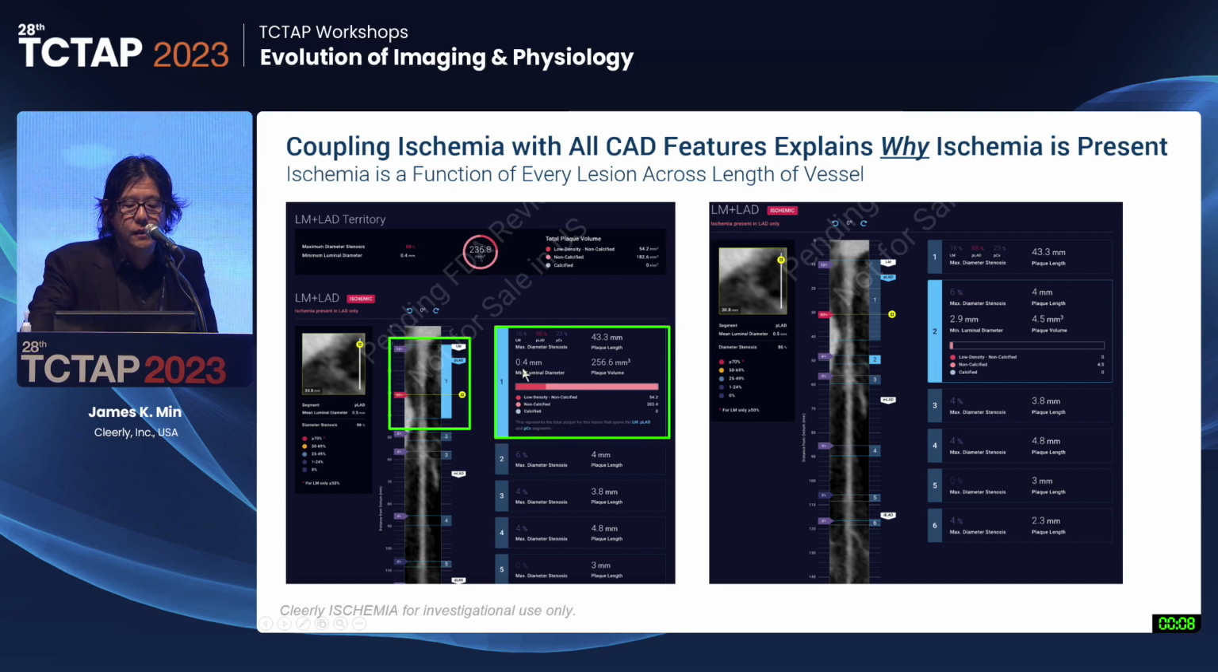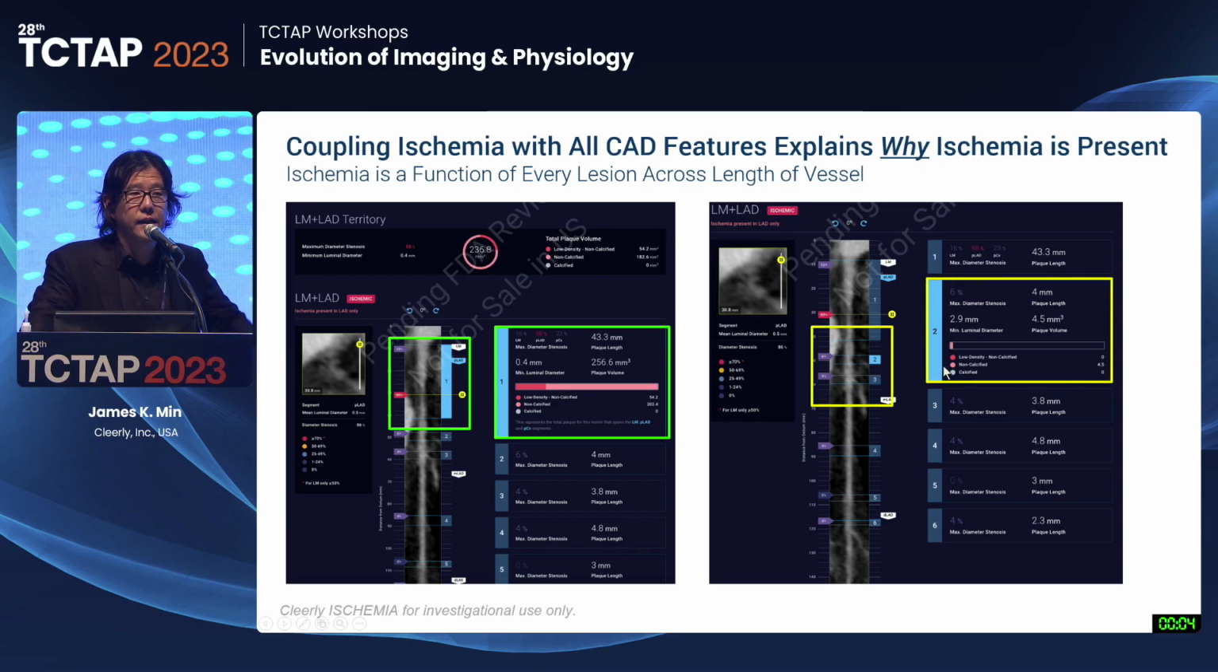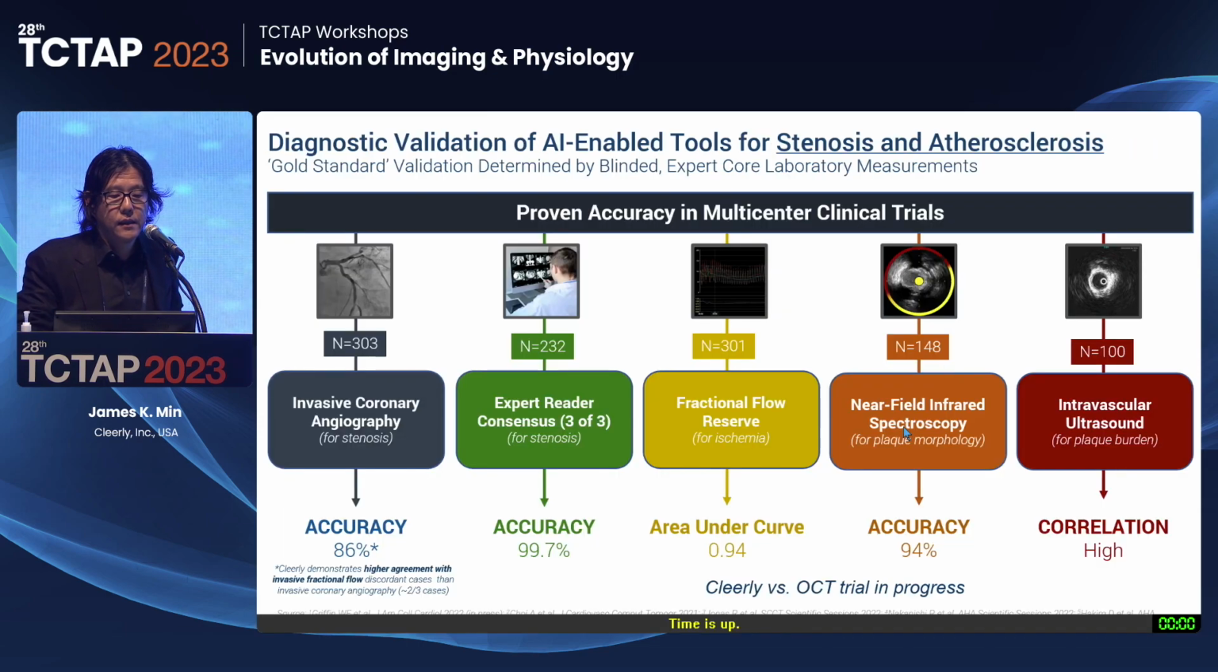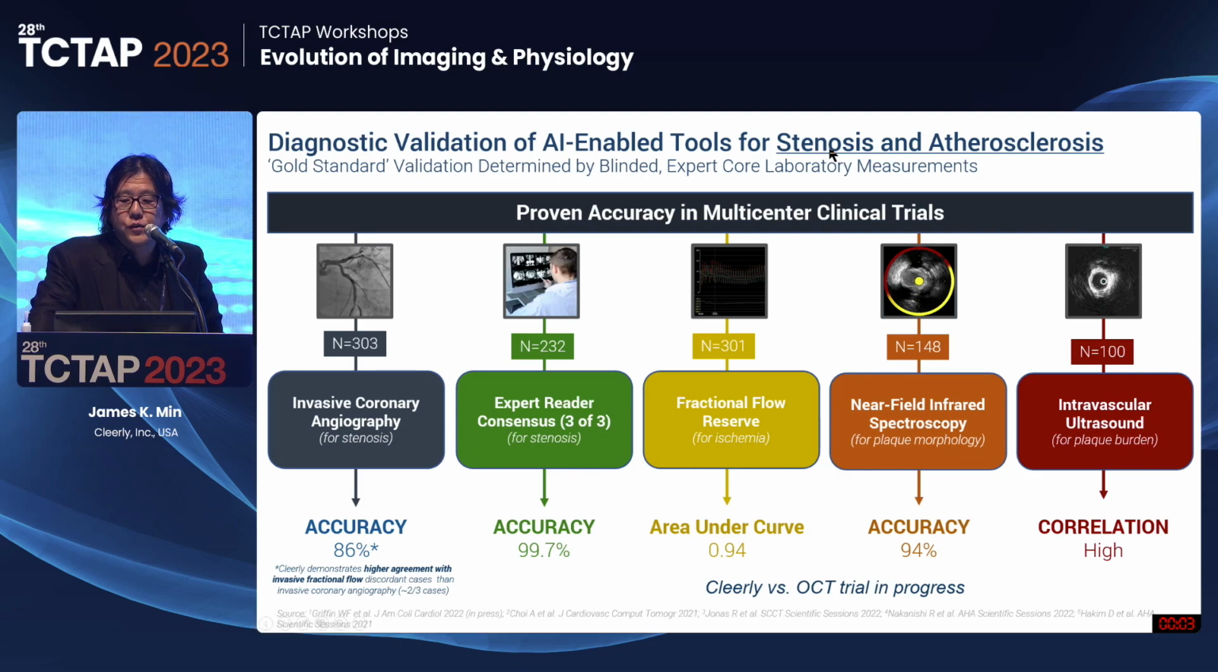And so here's the first lesion in this LAD. You can see here's the second lesion in this LAD. And now you can do whole vessel mapping of every lesion within the vessel. If you look at the diagnostic performance of this approach, whether for measures of stenosis or atherosclerosis, in all of these 5 multi-center clinical trials, tested against invasive angiography, expert readers, fractional flow reserve, NIRS or IVUS, it generally performs pretty high compared to these gold standards.